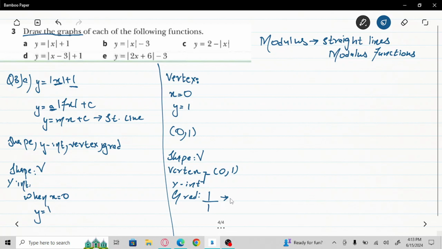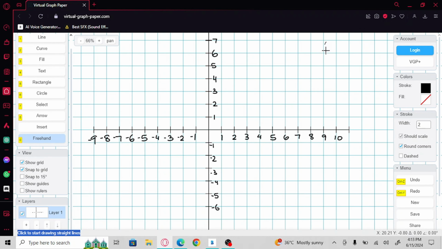So again, what's the formula of the gradient? Rise upon run. I've explained this in the previous lecture, but let me explain it again. The rise is the change in y values in a graph, and the run is the change in x values in a graph. Okay. Now, that's all we need. This is the information we need to draw the graph. We just copy (0, 1). Now, we have (0, 1) and we have the gradient, which is 1. And that's all we need. 1 upon 1, rise upon run.